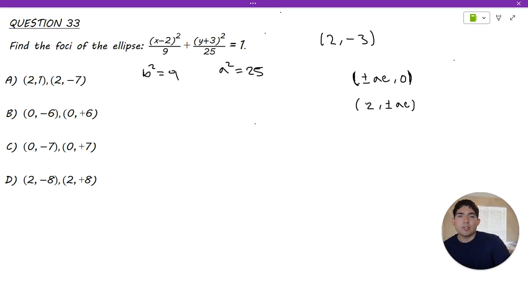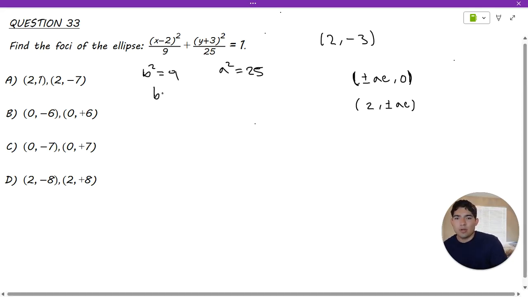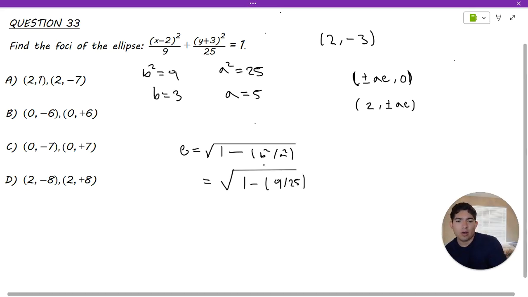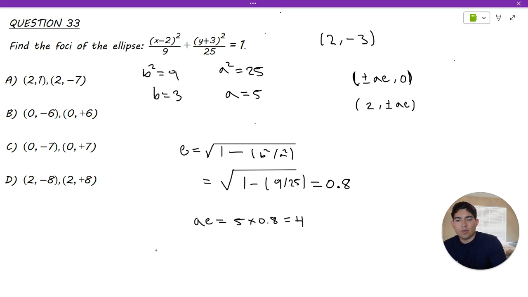So now that we know these changes and we've noted that we need to account for them, we can proceed like we did in the last problem. So we can find B, and it's going to be equal to 3, and A is going to be equal to 5, okay? And then once again, we need to find E. So this is the formula for eccentricity right here. So once we fill in our formula based on b squared and a squared, we're going to get that the eccentricity is 0.8, and then AE is going to be equal to 5 times 0.8, so that is going to be 4.